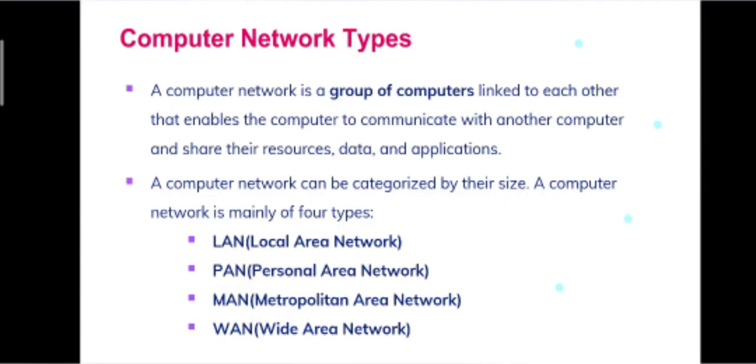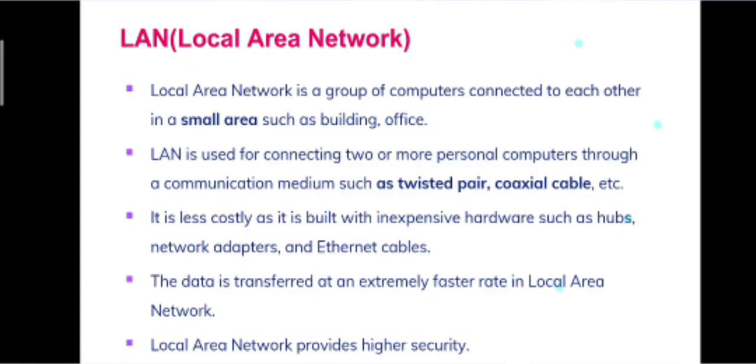A computer network is a group of computers connected with each other through a transmission medium such as cable, wire. We will discuss the types of computer networks in detail. There are four types: LAN, PAN, MAN, WAN. LAN is local area network, personal area network, metropolitan area network, wide area network. First, we see about a LAN, local area network.